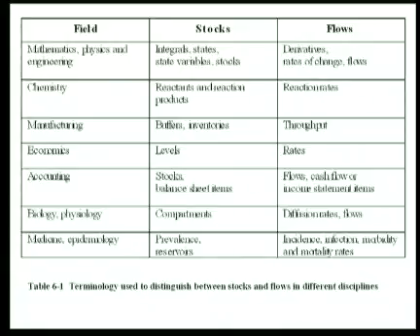In manufacturing, we have inventories and buffers, and the flow is the throughput. In economics, they talk about levels and rates. They're fairly closely akin to stocks and flows. In accounting, they talk about stocks and balance sheet items, and the flows are cash flow or income statement items. In biology and physiology, we have compartments, we have diffusion rates on the flow side, and finally in medicine and epidemiology, the stocks are prevalence and reservoirs, and the flows are incidence, infection, morbidity, and mortality rates.